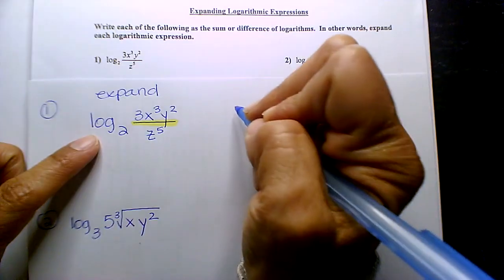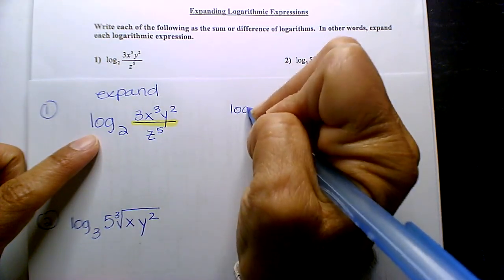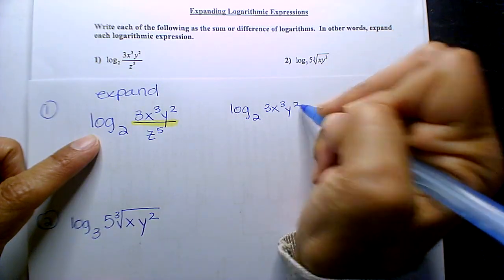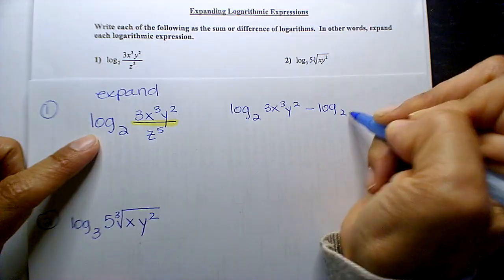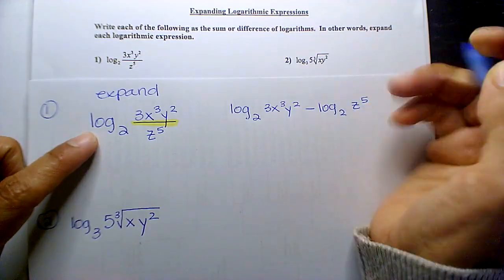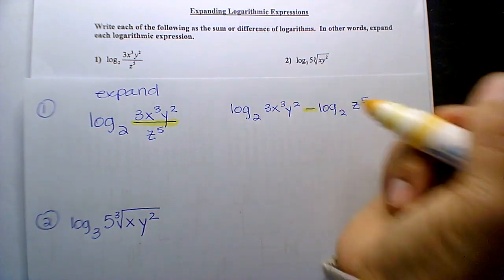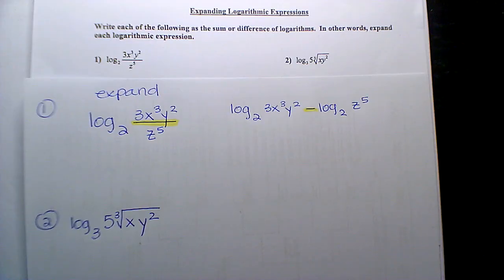Okay, so look, first off, you have 3x cubed y squared minus log base 2 z to the 5. So that should be okay because when you have a fraction, it's subtraction. Yeah? Okay, so that should be really basic.